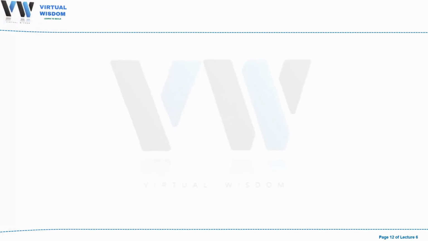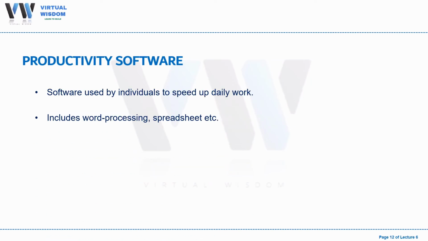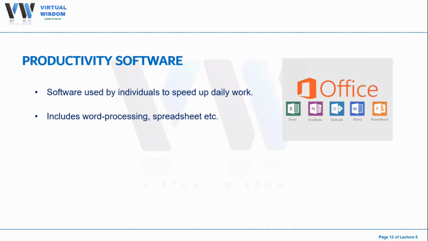Now let's discuss productivity softwares first. As the word productivity shows that it will produce something or makes work efficient. These softwares include word processing, spreadsheet, database management, etc., and are widely used by the individuals to speed up their daily routine tasks by doing their work in organized and efficient way.